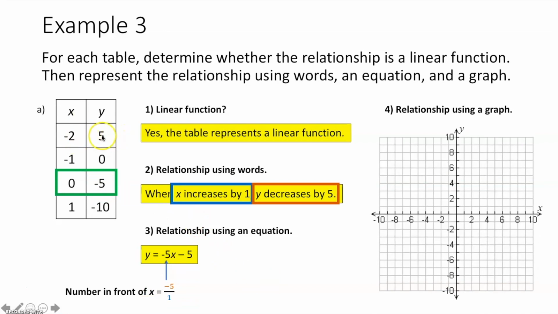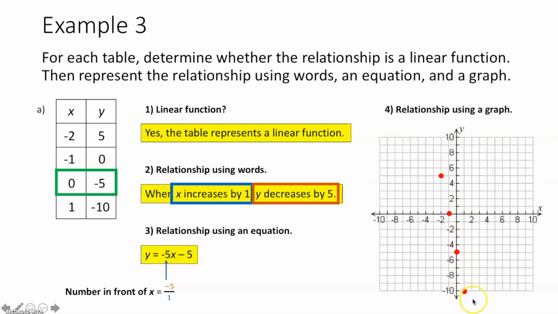So we're going to graph each of these points separately. So we have -2, 5. We're going to graph that. We go over -2 on our x-axis and up 5 on our y-axis, put a point. We have -1, 0. We go over -1 on our x-axis, up 0 on our y-axis, put a point. 0, -5. We're going to go over 0 on our x-axis, down -5 on our y-axis, put a point. And then 1, -10. We go over 1 on our x-axis, down -10 on our y-axis, put a point.